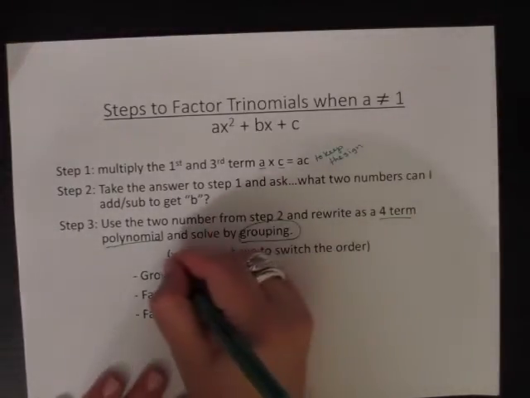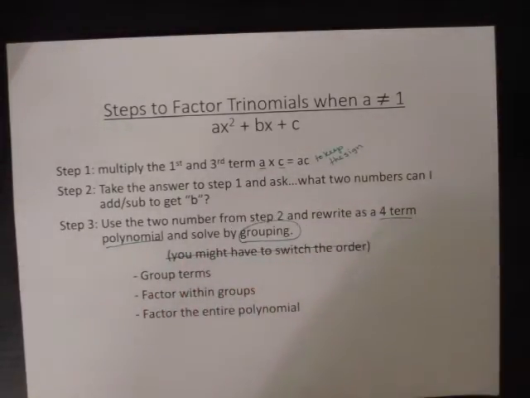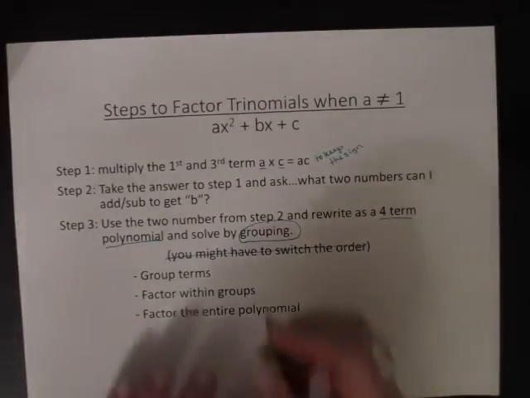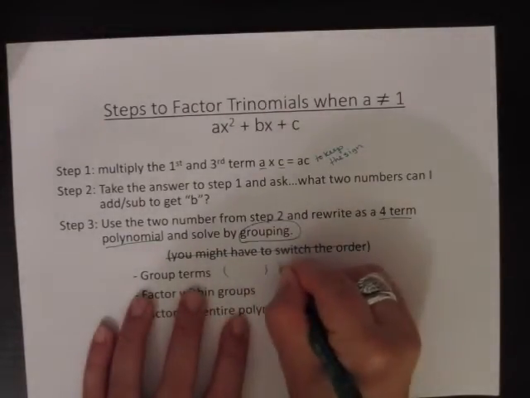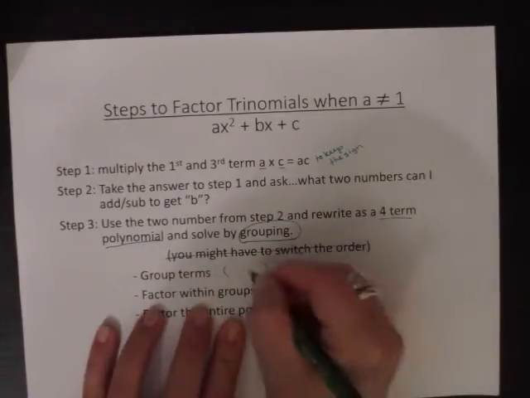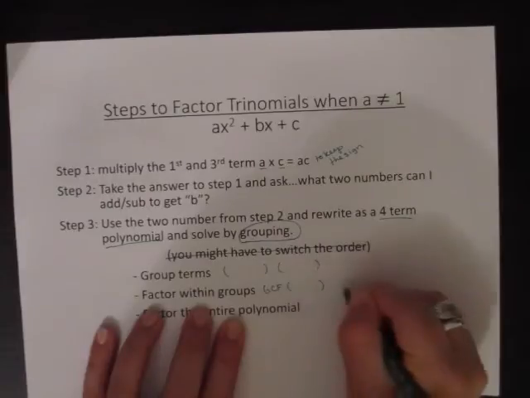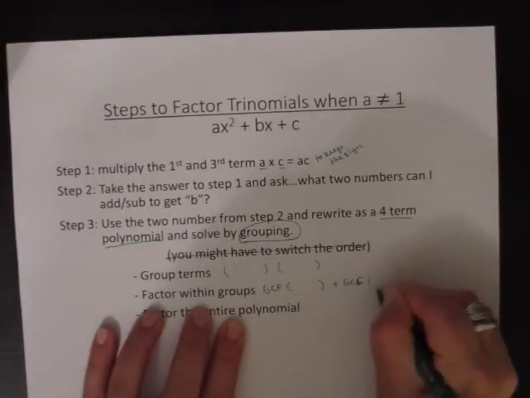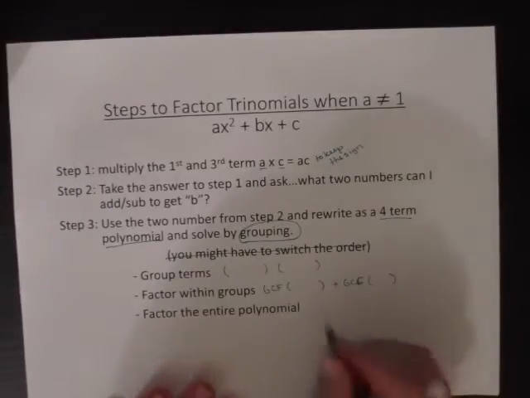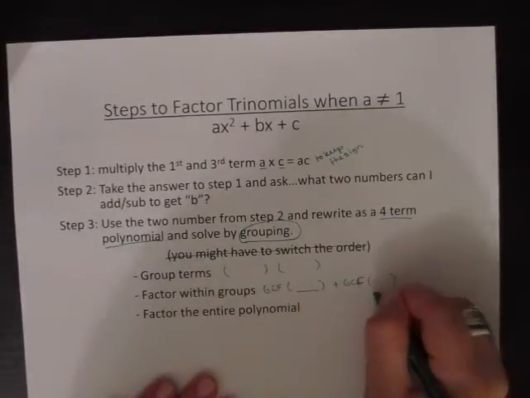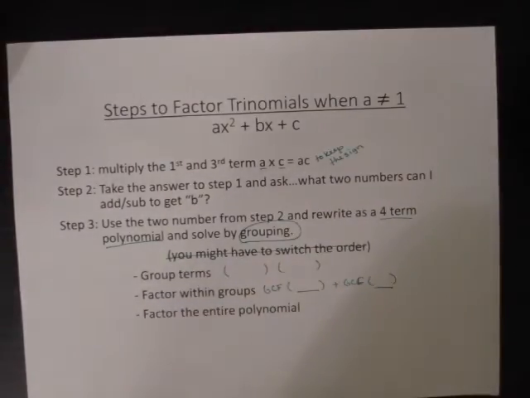And honestly, it doesn't really matter. You don't have to switch the order. So remember when you're grouping, the first thing you do is you group the two terms by putting parentheses. Then you factor your GCF out of each one, plus GCF. Okay, and then you factor the entire polynomial if your two binomials match each other. Okay, so let's do this.